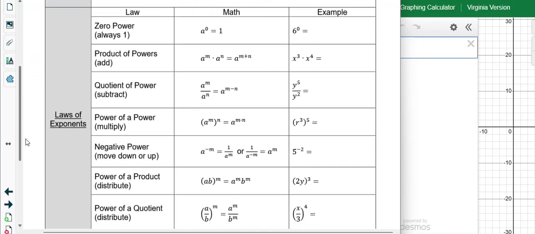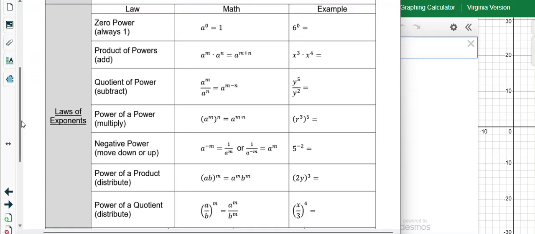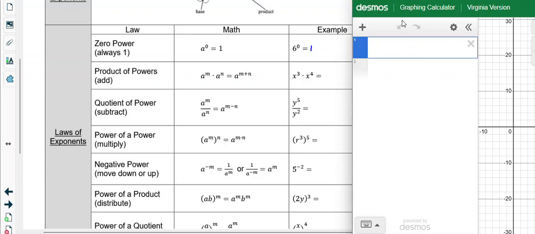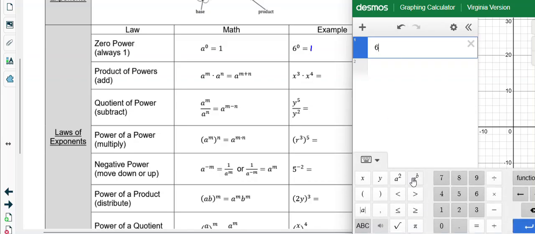But in this lesson, we're going to look at some laws of exponents, or we can say rules. The first thing you have to know is that anything to the 0th power is equal to 1. So for example, 6 to the 0th power is equal to 1. We can also put that in decimal. 6 to the power of 0 is equal to 1.